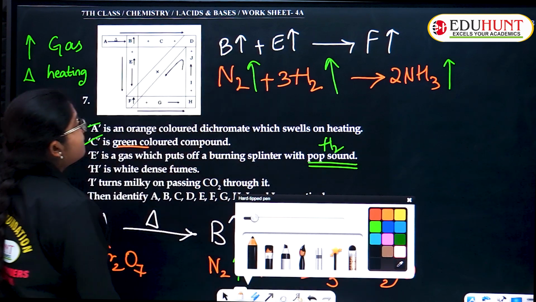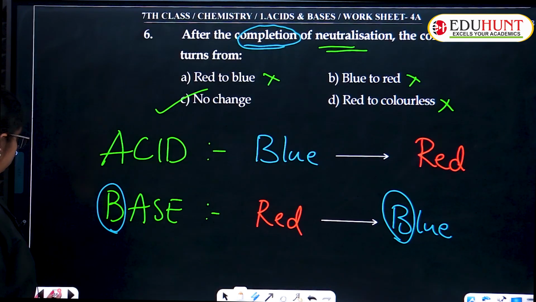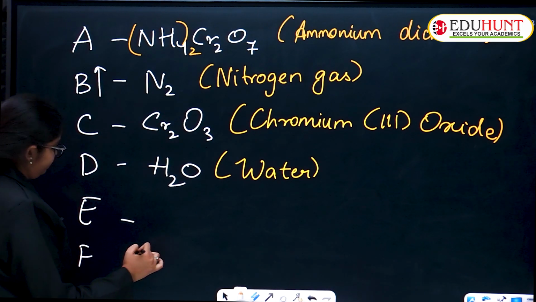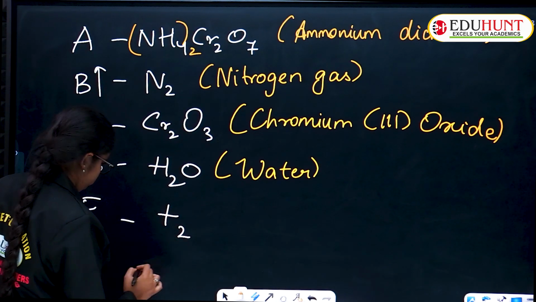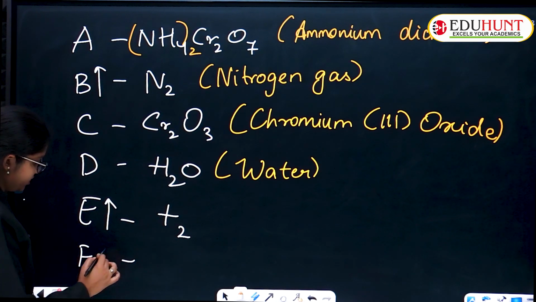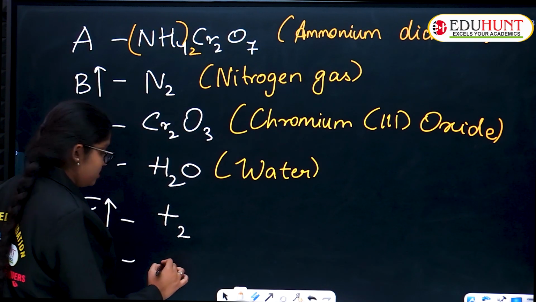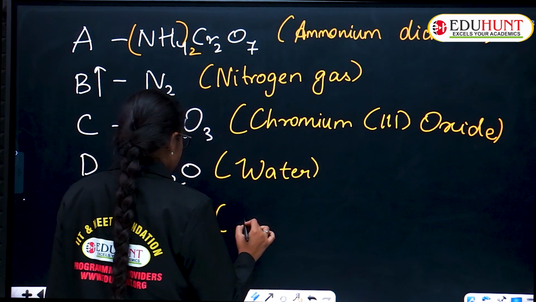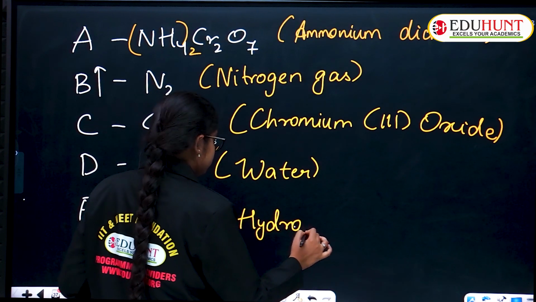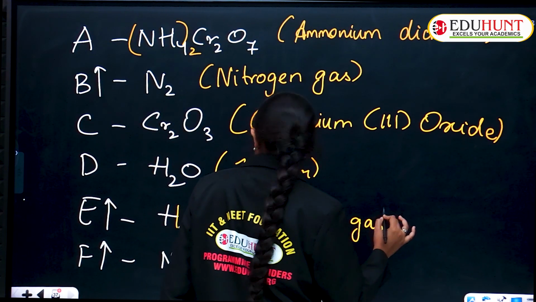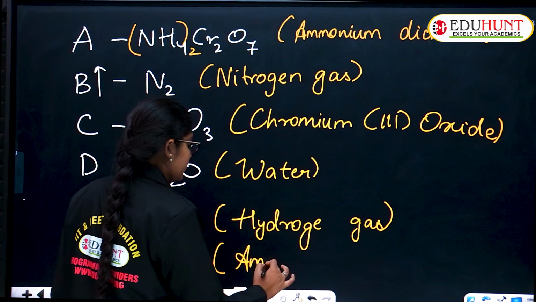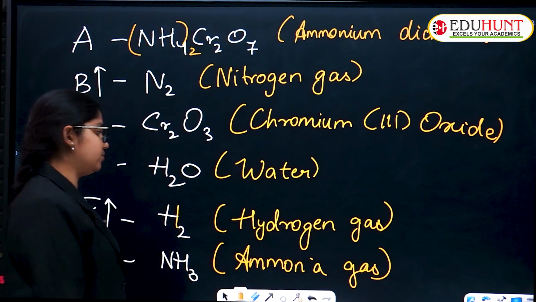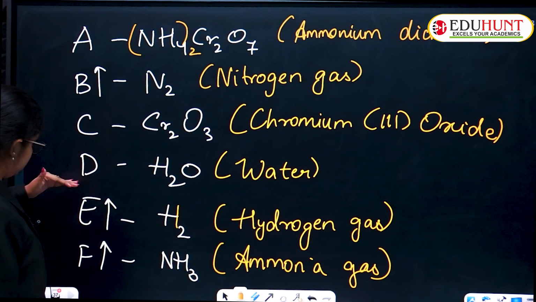So what is given? E and F is given, no? Okay, E and F also we found. What is E and F? E is H2, E is also a gas, no? F is also a gas, yes, okay. F is ammonia, very good. Names for this: hydrogen gas and ammonia gas. Ammonia gas, okay. This is all about A, B, C, D, E and F.